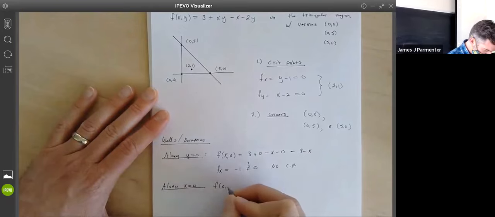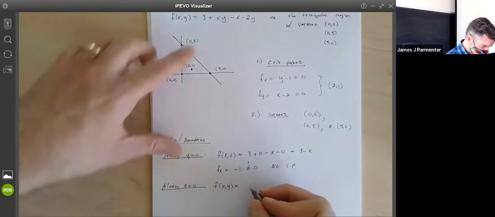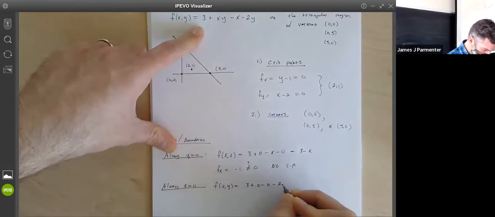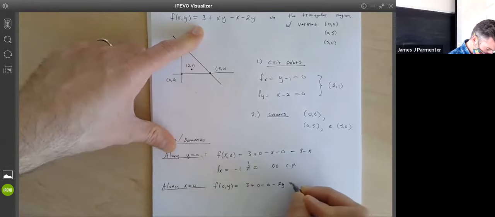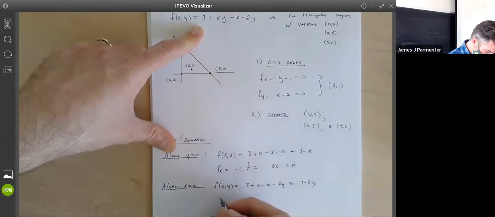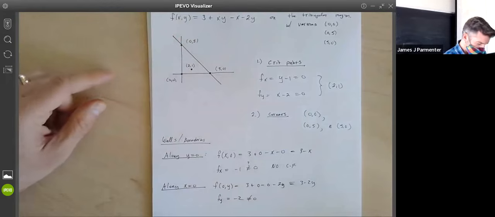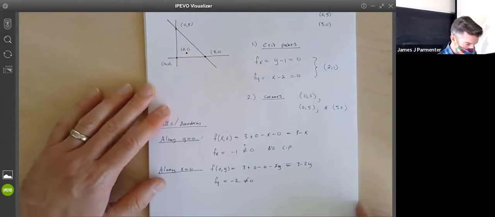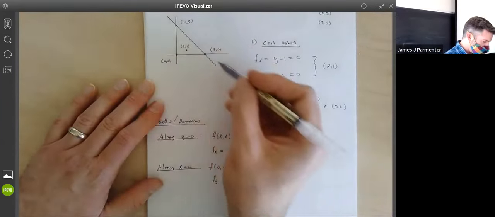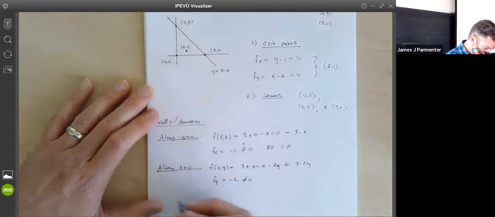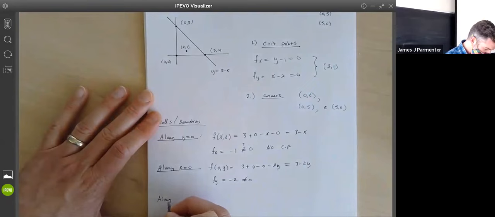F of 0 comma y is 3 plus 0 minus 0 minus 2y, which is 3 minus 2y. And we take the partial of that, we get negative 2, which again doesn't equal 0. So no critical point along that wall either. But along the slanty wall here, y equal to 5 minus x, I think we're going to get a critical point.